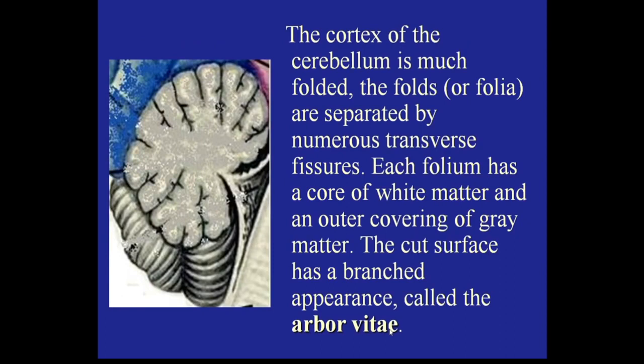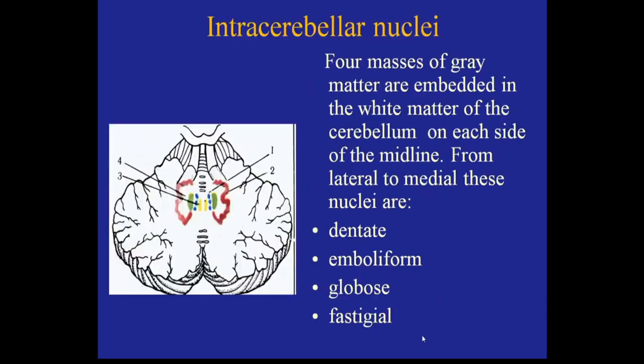The cortex of the cerebellum is much folded. The folds or folia are separated by numerous transverse fissures. Each folium has a core of white matter and an outer covering of gray matter. The cut surface has a branched appearance called the arbor vitae, tree of life in English.